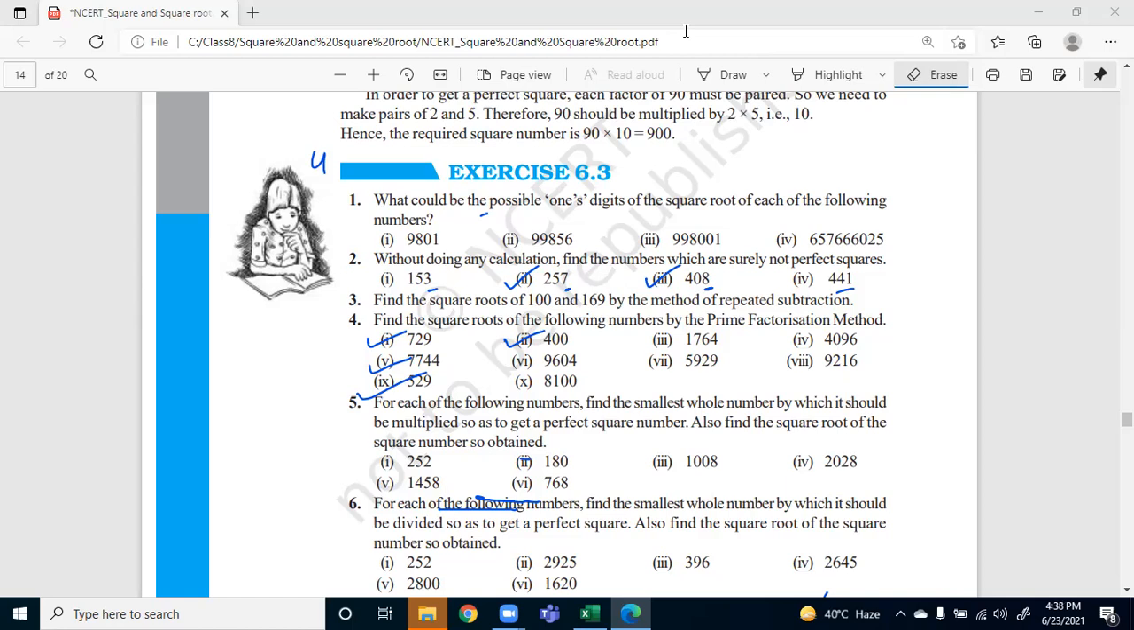Ma'am, question number 9, 10, ninth part. Okay, Dhriti. Ma'am, the square root of 529 is 23. Okay, you are correct. So the factor of 529 is 23. So when you just pair them up, then one 23 will come out. So square root of 529 is equal to 23.